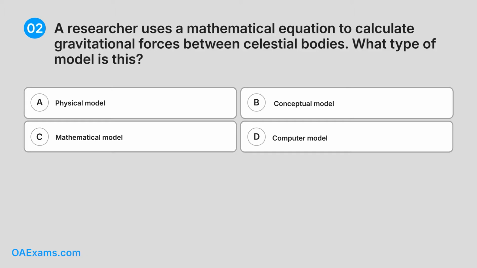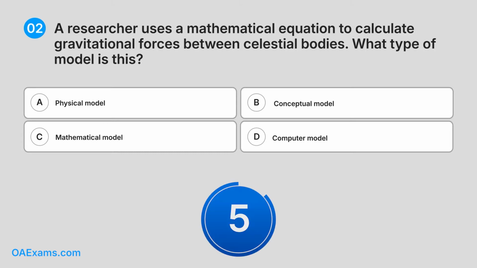2. A researcher uses a mathematical equation to calculate gravitational forces between celestial bodies. What type of model is this? A. Physical model. B. Conceptual model. C. Mathematical model. D. Computer model. Do you know the answer?